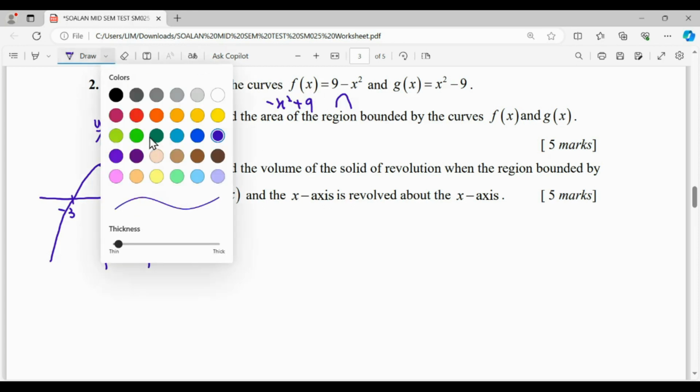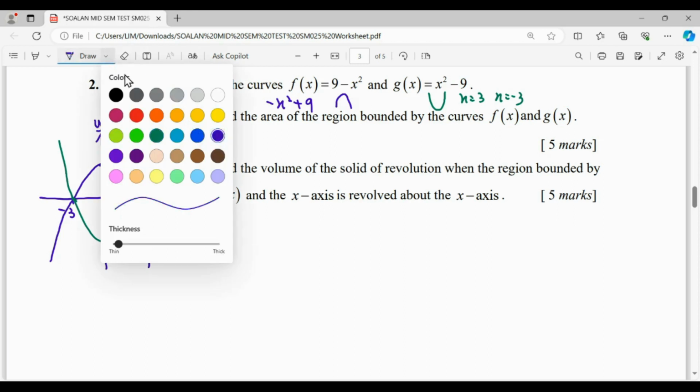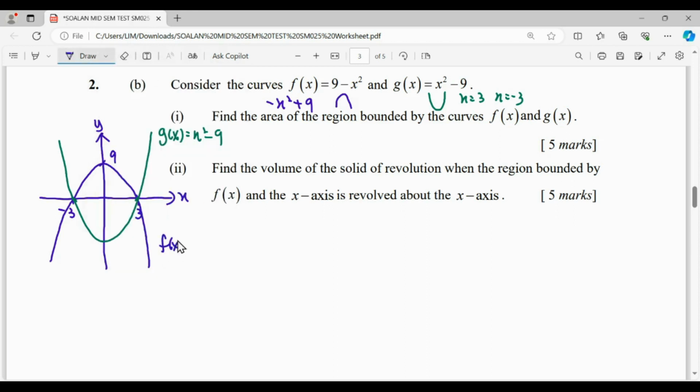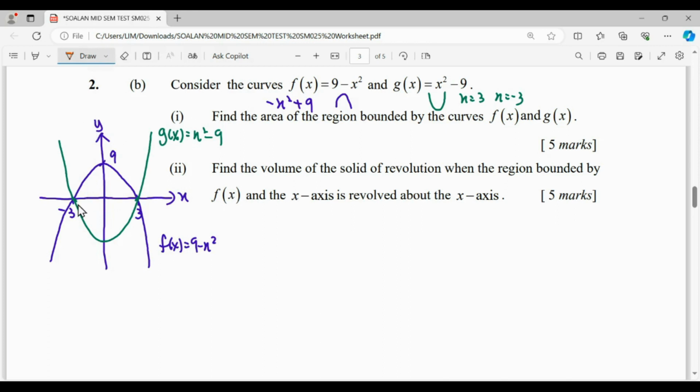Then for the other graph, g(x) is a positive quadratic, concave upward. When you solve this quadratic, you also find x equals 3 and x equals negative 3. So they have the same intersection points as the roots. So this is g(x), x squared minus 9. Previously, the graph here was f(x), 9 minus x squared. Therefore, the region bounded by these two curves will be this region.